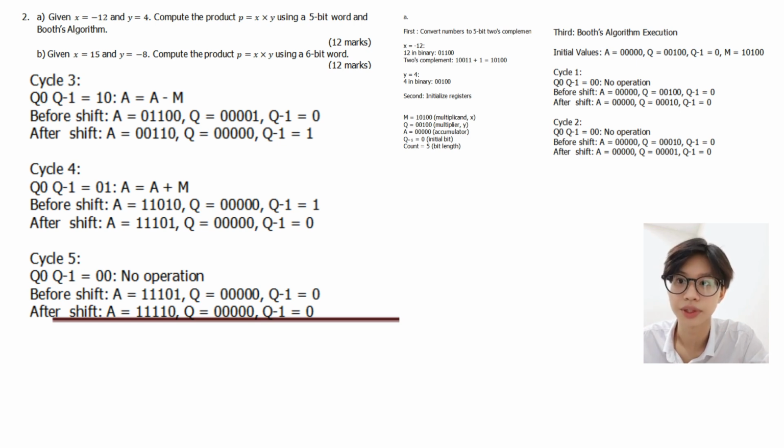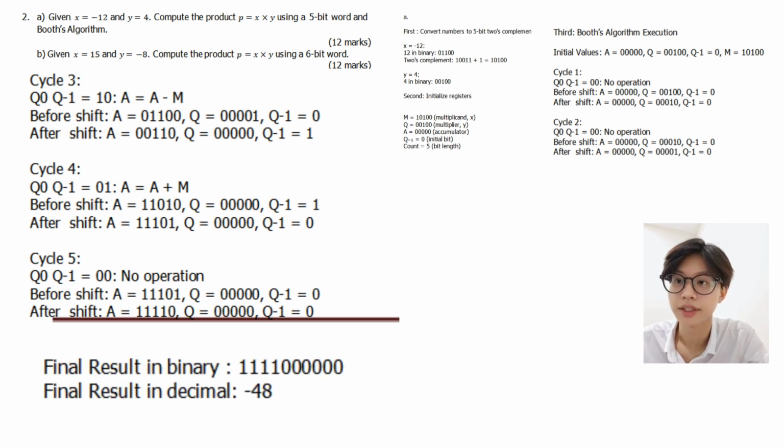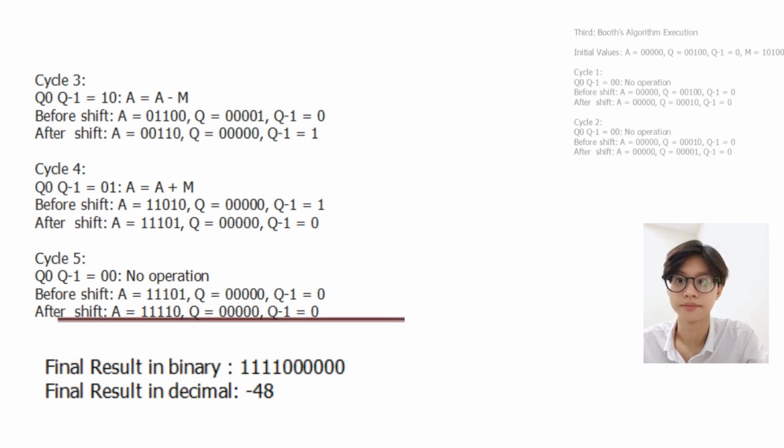11110, for Q is 10000, Q negative 1 equals 0. And when we combine them together, it becomes 1111000000. In decimal, it is negative 48.